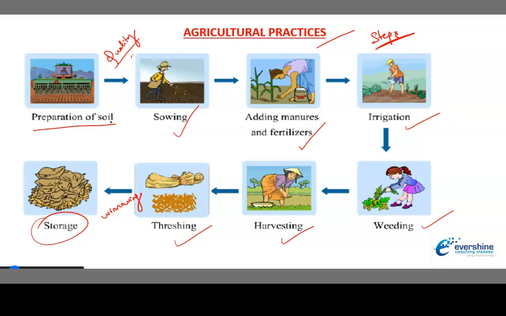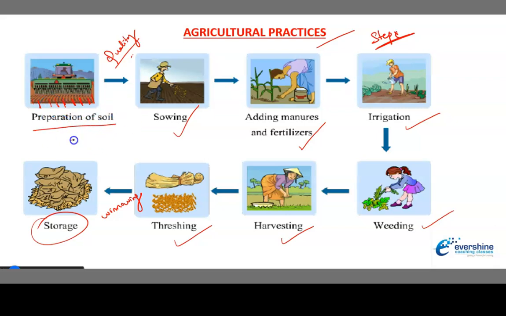What is the meaning of preparation of soil, children? See children, during preparation he does ploughing, leveling, and sometimes he adds some fertilizers also to make the soil fertile. First what will he do? He will do ploughing. Can you see, son, he is removing some soil. Can you see this? The tractor is removing some soil. That is nothing but ploughing. He does ploughing.